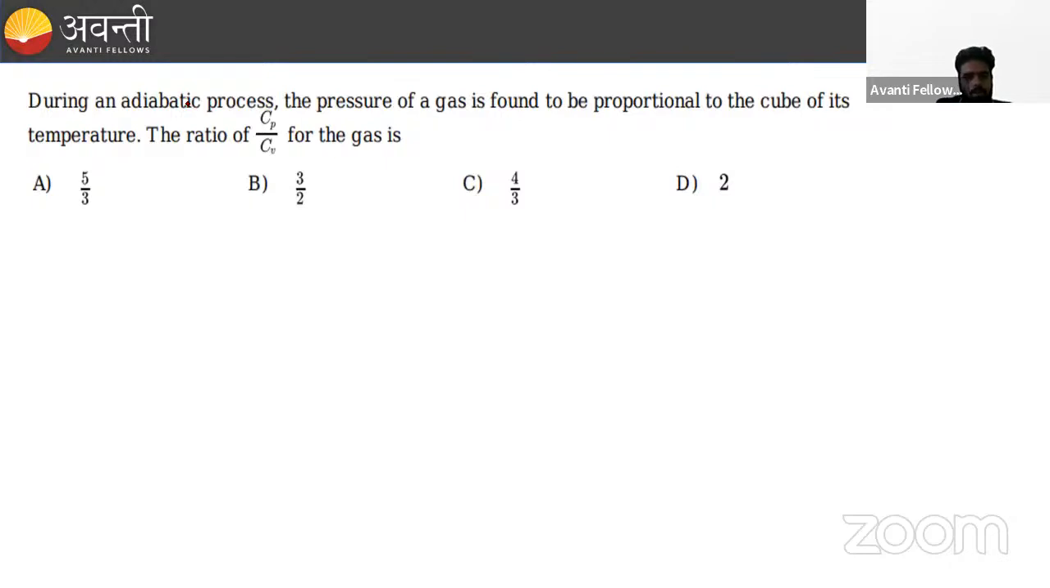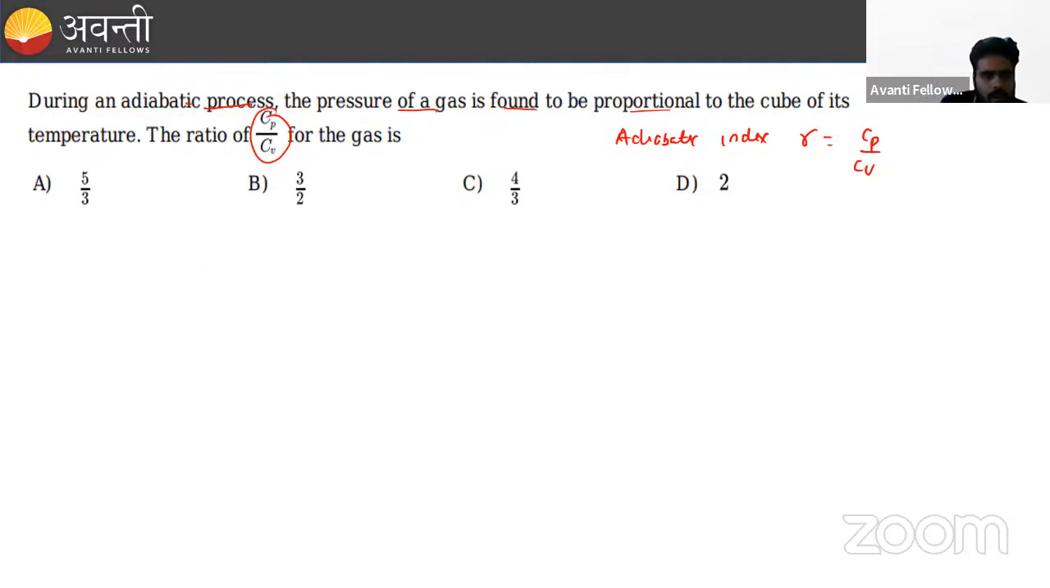What is given in the problem? In an adiabatic process, the pressure of a gas is found proportional to the cube of its temperature. What is the value of Cp upon Cv? That is also known as the adiabatic index. Okay guys, in this problem we have to calculate the value of gamma, which is Cp upon Cv. Whenever this type of question comes, we just recall the formulas.